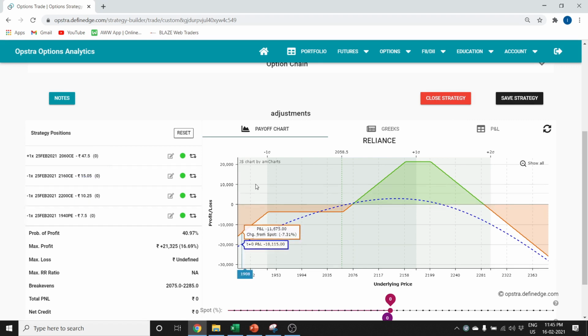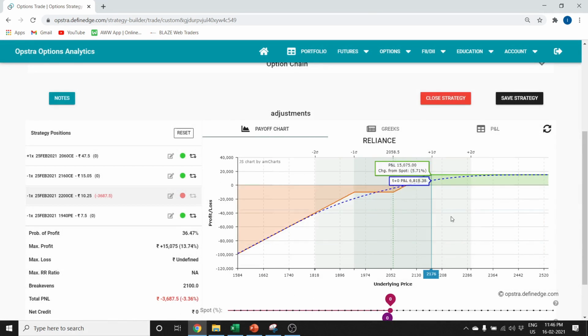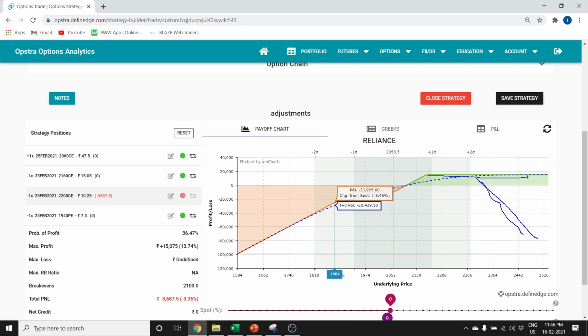So we can remove this 2200 call and let's see what impact we have. Say we sold at 10.25 and say current CMP is 25. Now see what happened. Just by removing this leg, whatever loss structure was there is totally removed, and now we have a flat structure on upside. Now we can further increase the structure by rolling up the put side. Got it? So this is the easy adjustment. If pricing is comfortable, loss is comfortable, you can do this adjustment.